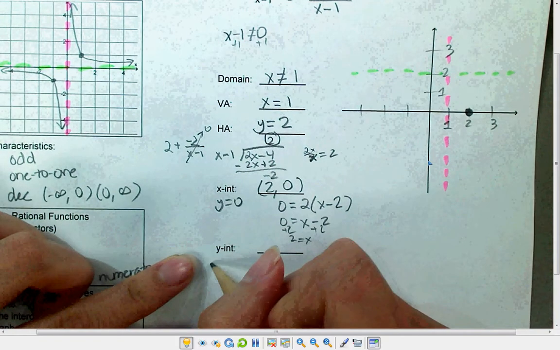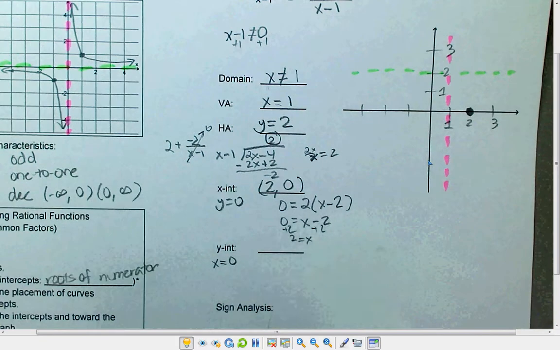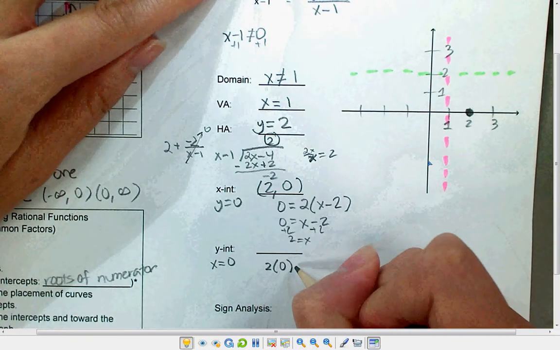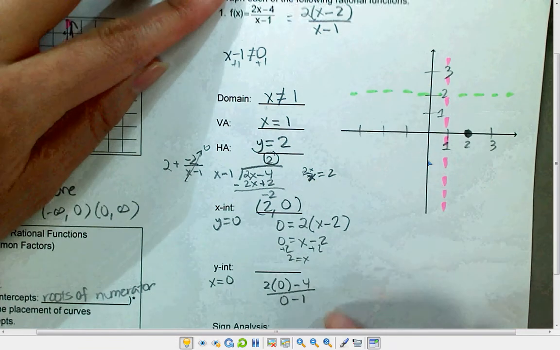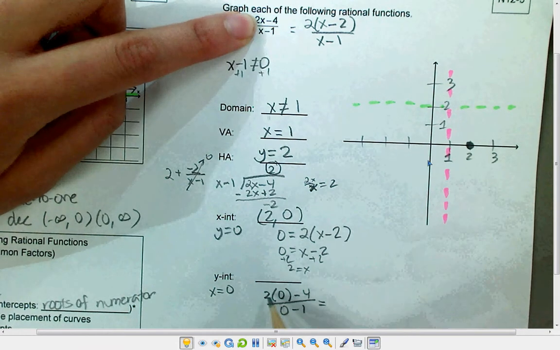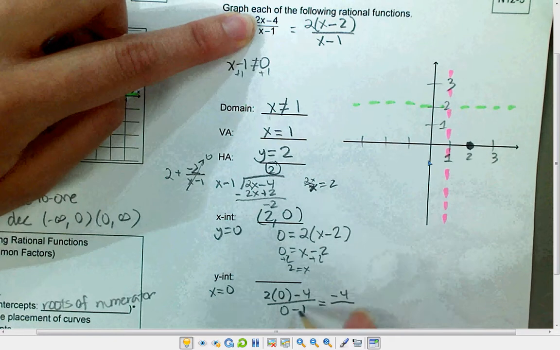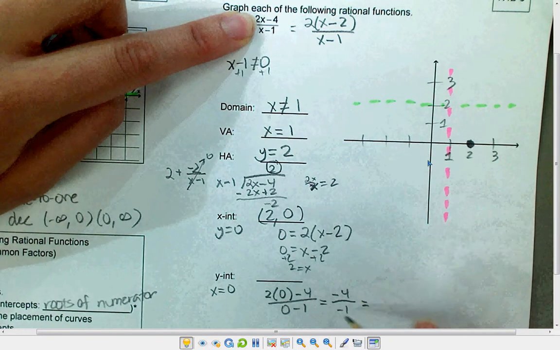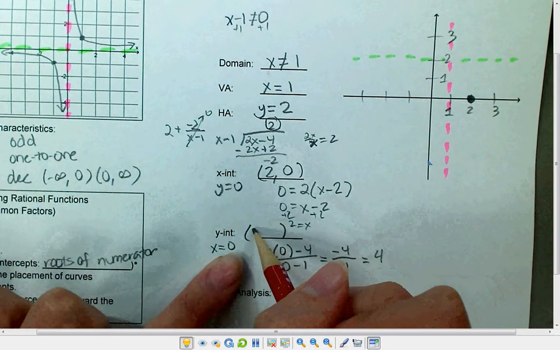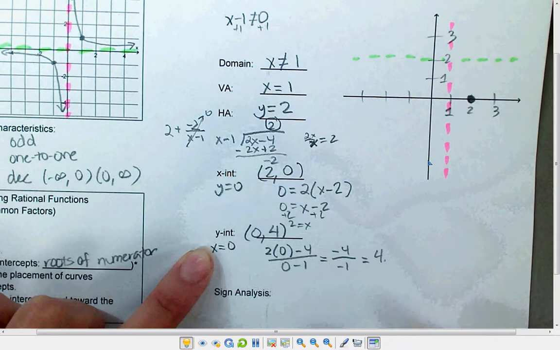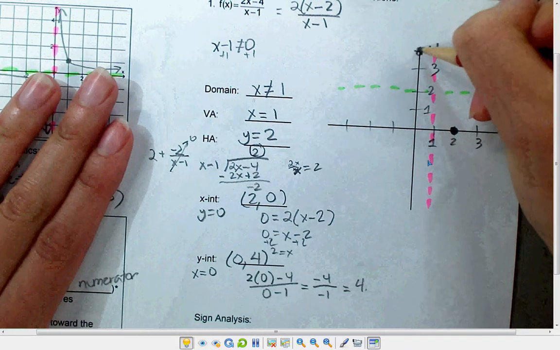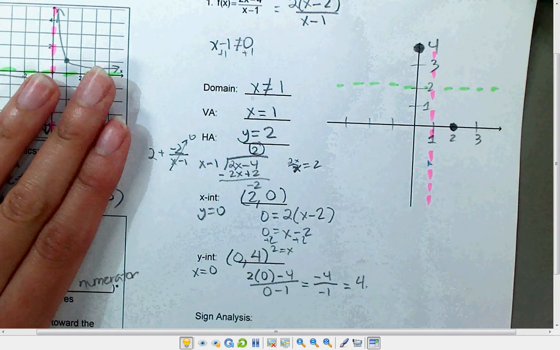For my y-intercept, this is just x is equal to 0. So all I need to do here is plug in 0 every time I see x. So I have 2 times 0 minus 4 over 0 minus 1. So again, this is just for my original function. Every time I see an x, I want to plug in 0. Simplify, 2 times 0 is 0, minus 4 is a -4, 0 minus 1 is a -1. So -4 divided by -1 is just positive 4. And then again, write this as a point. So 0 is x, so 4 is my y. And again, I'm going to plot it, so I'm going to go up to 4, which is up here, and draw a point. That is my y-intercept.